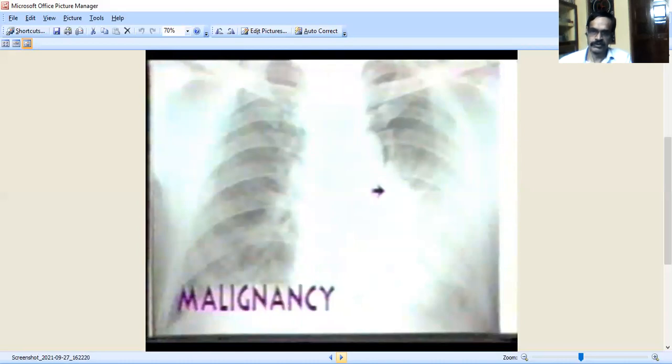You see malignancy, bronchogenic carcinoma. In bronchogenic carcinoma, a sunray appearance can be there. And in the center, that means the hilar area, there is a white opacity, isn't it?